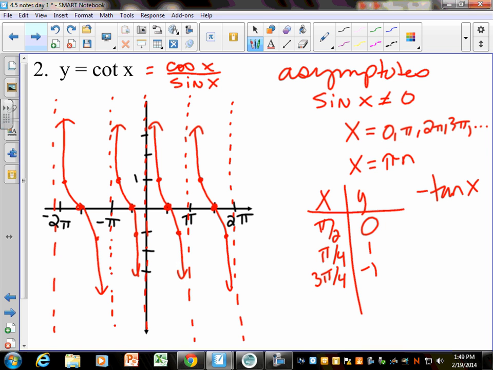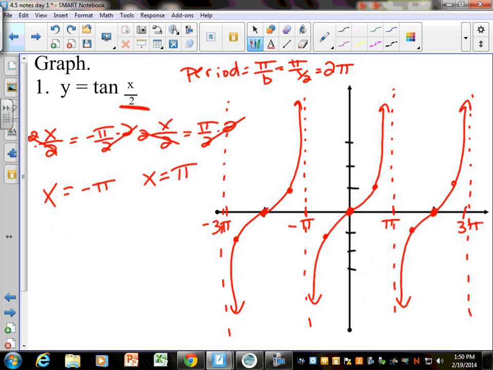This was, we changed our period on this one, right? This is original tangent. This is what I'm talking about. Original tangent had asymptotes at pi halves and negative pi halves. But you're right. The graph that we just did on the one before this, our asymptotes were at pi and negative pi, right? But that's because the period changed.